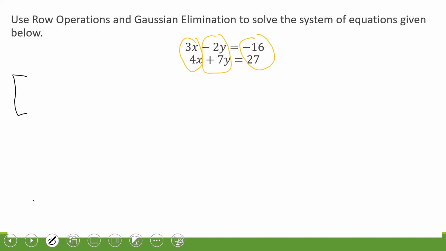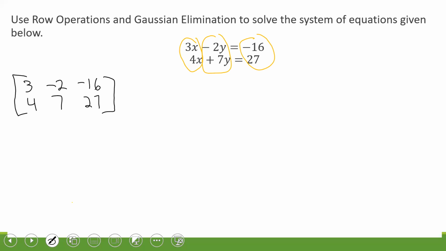So in the matrix here, I'm going to write the coefficients relating to the first equation. So 3, -2, and then -16. And in the second row, I'll write the coefficients relating to the second equation. So the 4, the +7, and the +27. Okay, and that's the matrix that I will use to now solve for the values of x and y.